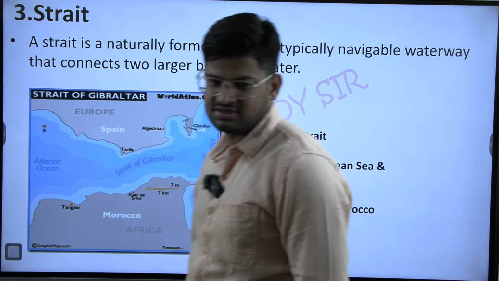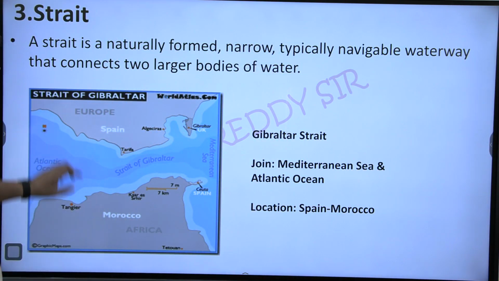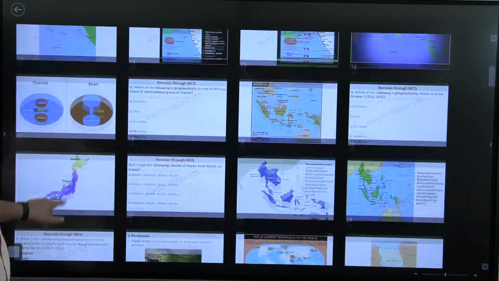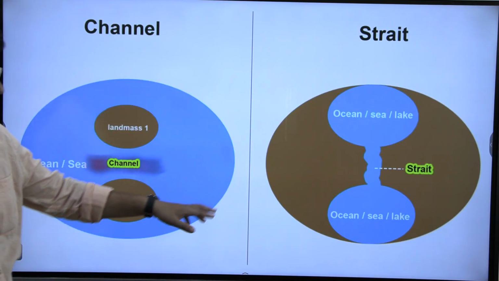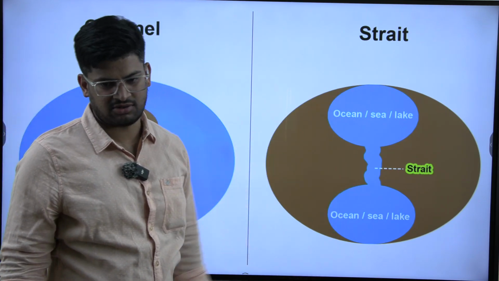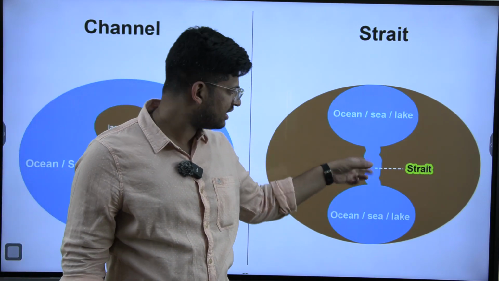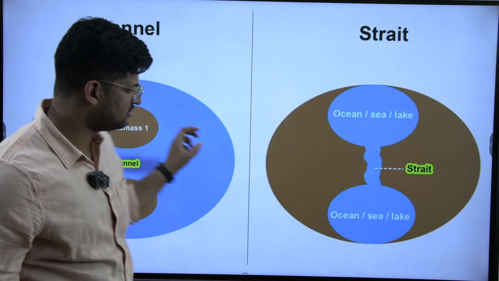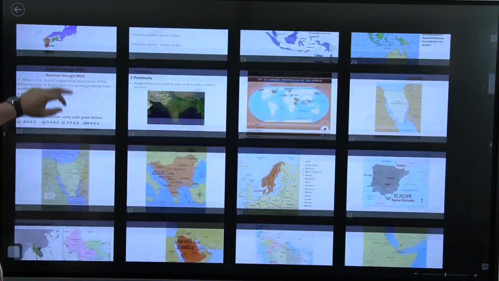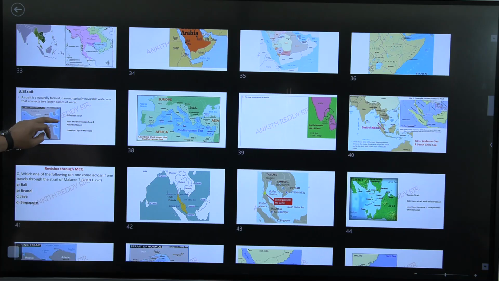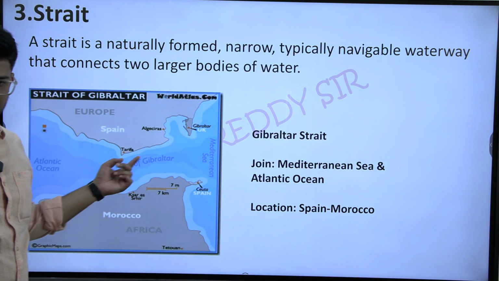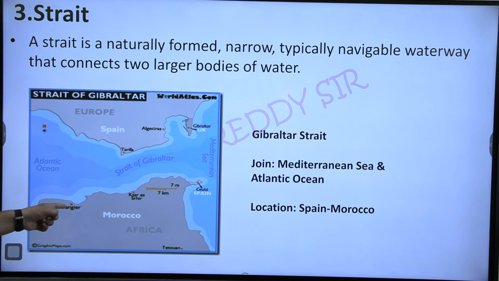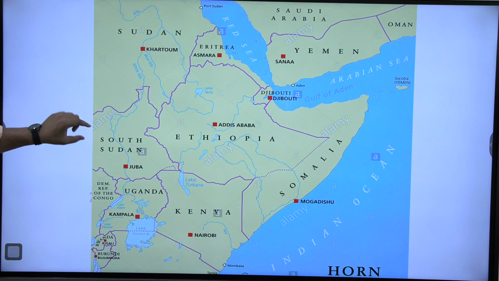Next, about straits. What did we say a strait is earlier? A strait is a narrow water body which connects two main large water bodies. Small narrow water body connecting large water bodies. So let us take some examples here. The Strait of Gibraltar connects the Mediterranean Sea with the Atlantic Ocean. Just now I have shown you.